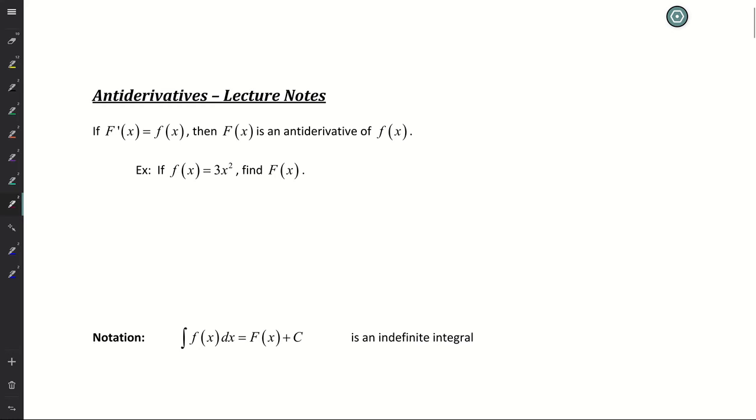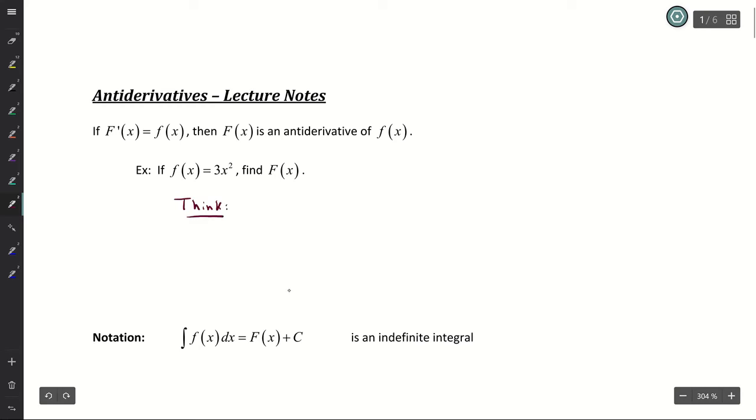So to start this off, let's assume that the derivative of capital F of x is equal to lowercase f of x. If this is the case, then we call capital F of x the antiderivative of little f of x. So let's look at an actual application to understand this notation. What we're going to do is look at little f of x and assume that it's equal to 3x squared. And then they're going to ask us to find the derivative of that, which is going to be denoted capital F of x.